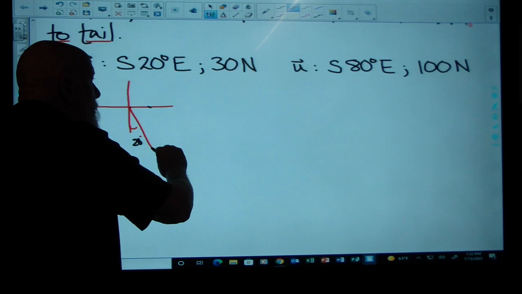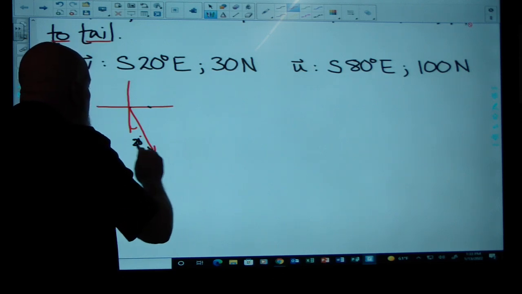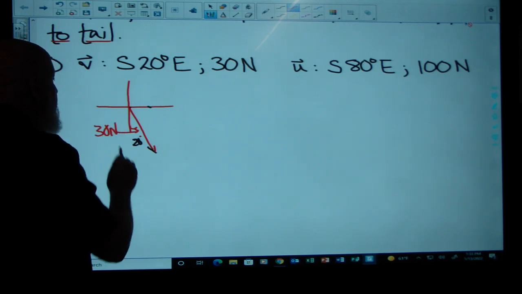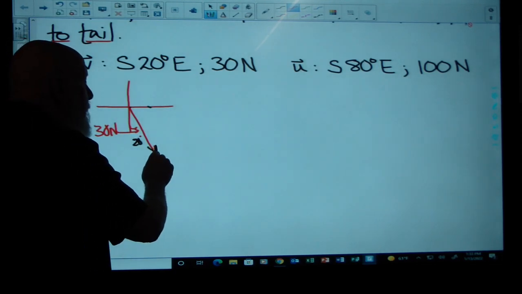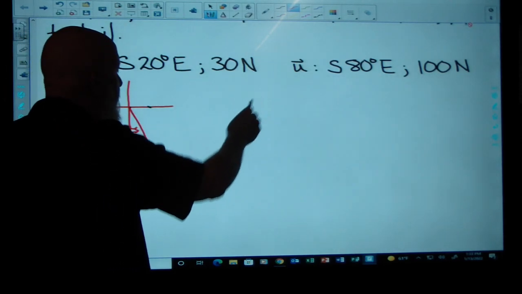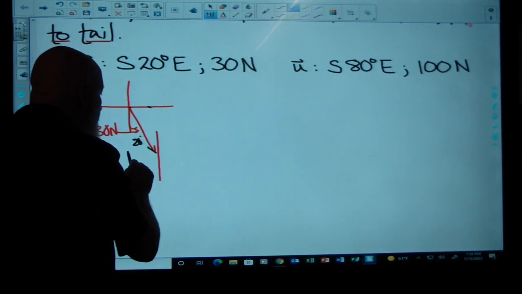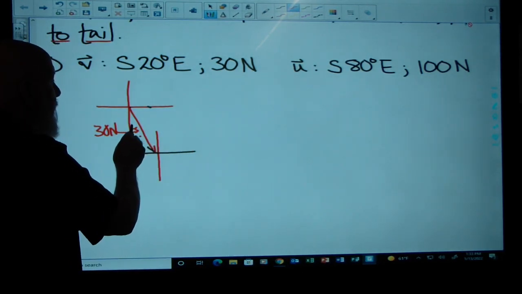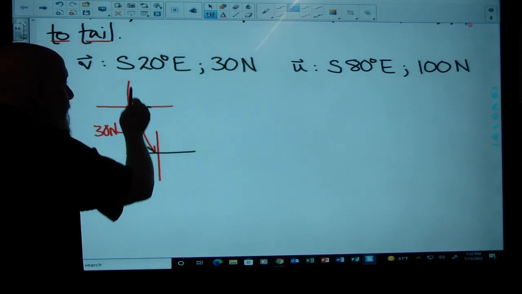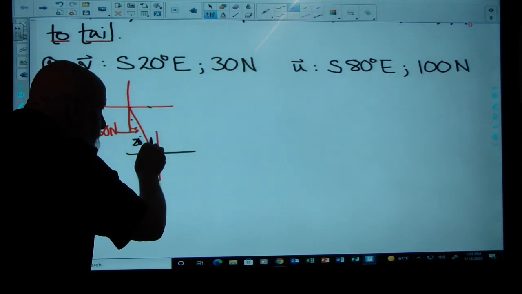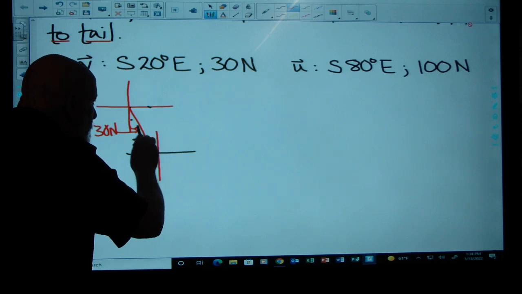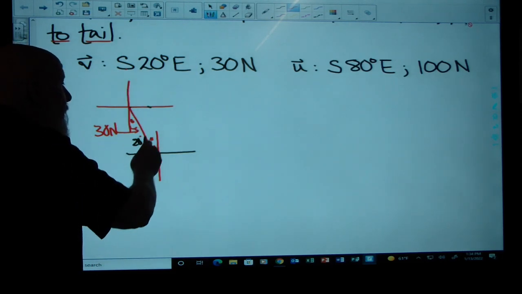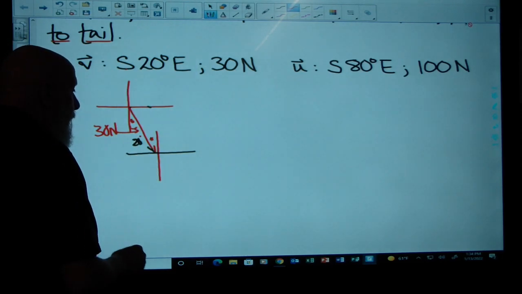I'm going to call this 30 newtons, the length of that vector right there. And then from the tip of this one, I'm going to add this vector. So I'm going to go north, south, east, west. And now look here, this is a 20-degree angle. Now this is north-south, this is north-south, so this is a 20-degree angle also, right here. This angle and this angle are both 20 degrees. So these are alternate interior angles, so if I need that, I'll have it.